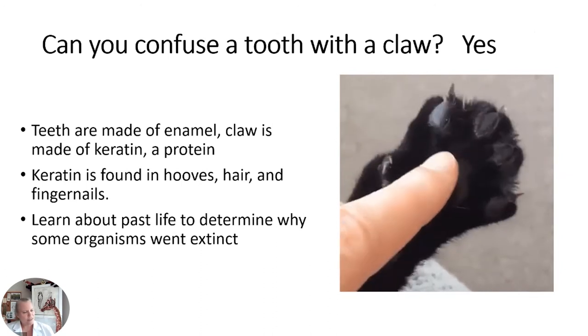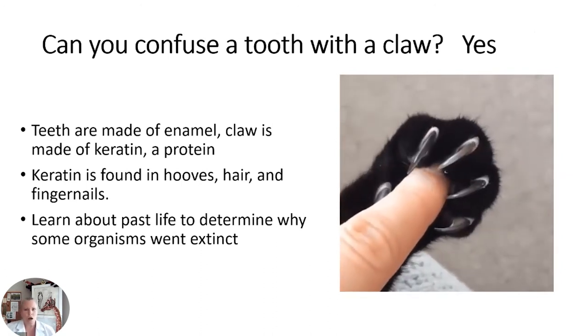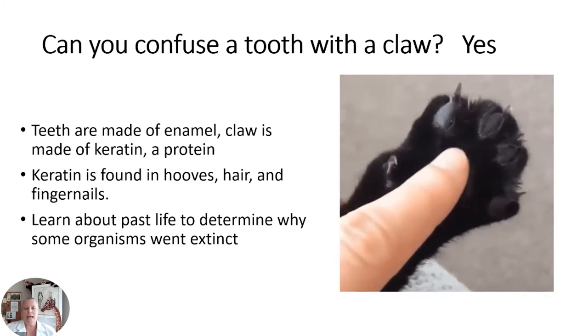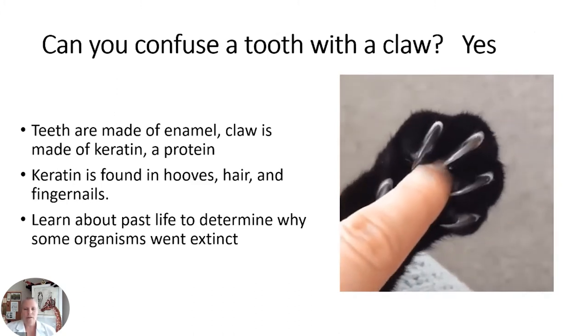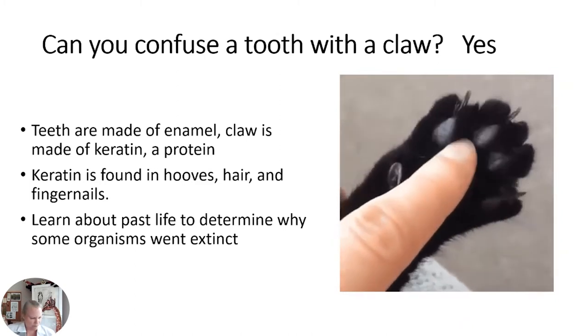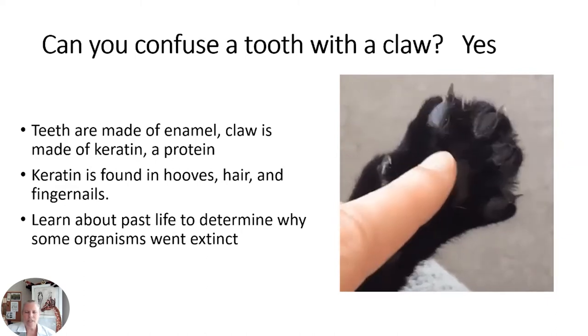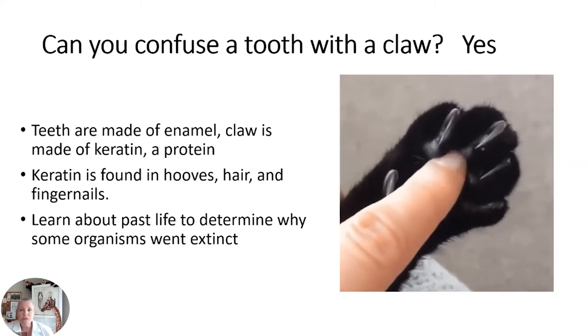Now, this is asking you if you can confuse a tooth with a claw. And this is a cat's claw. I think you could confuse them, right? They're kind of the same shape for the canine and the claw. They look a lot the same, but there are some differences.